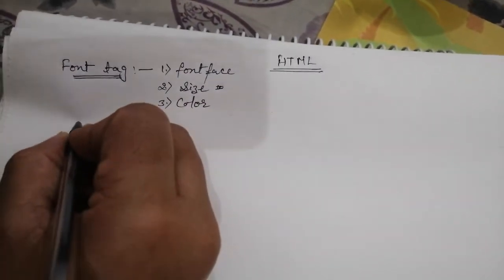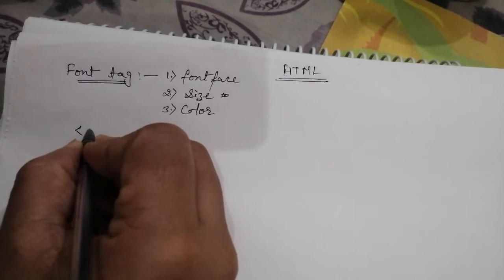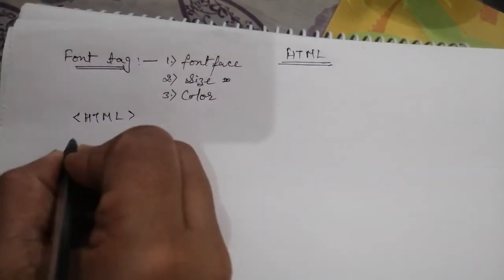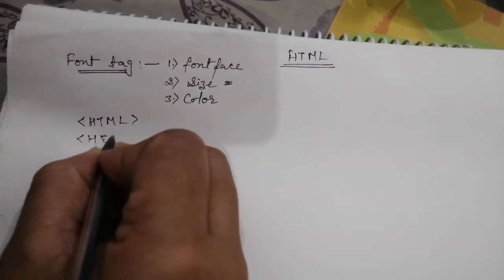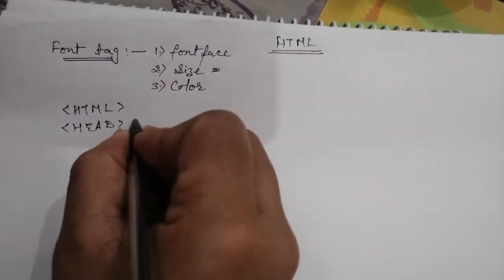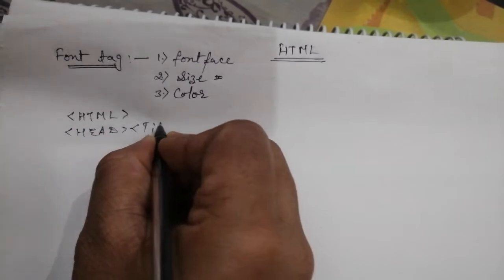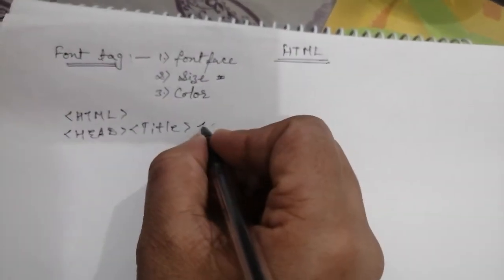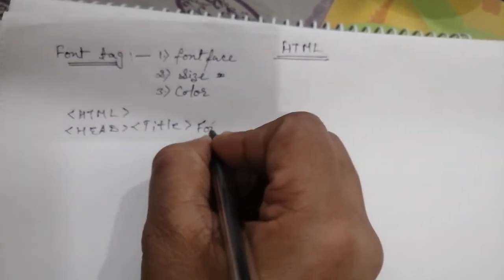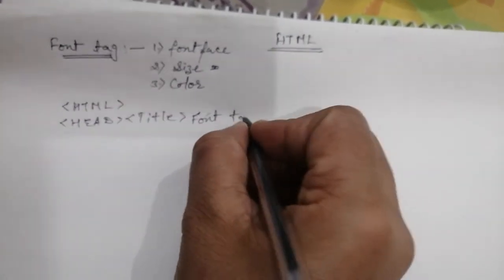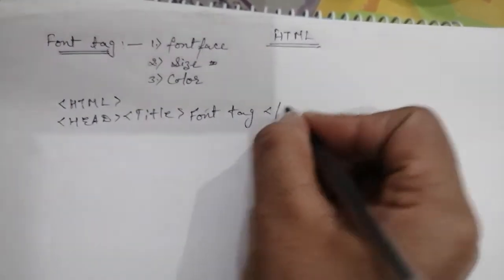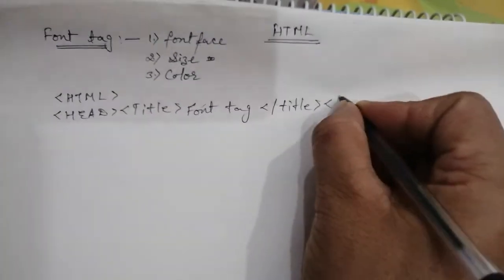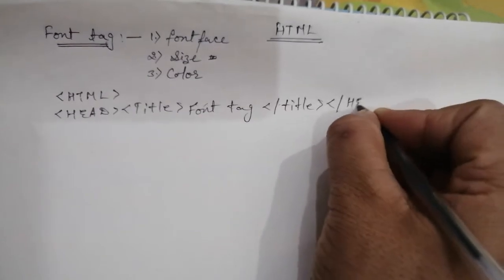Now we start in Notepad. First we write HTML, then head, title. Next to the title, we will give the title here, font tag. Then close title, close head tag.